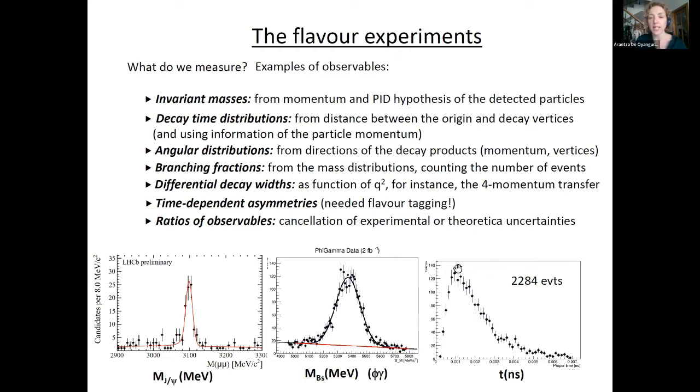Here you have, for instance, an example of a mass distribution of a J/psi going to two muons, which has a very good resolution, so you can see that the width is very small. You have the mass of the Bs, which is decaying into a photon and a phi meson, which has a larger resolution. And you have, for instance, here a decay time distribution.